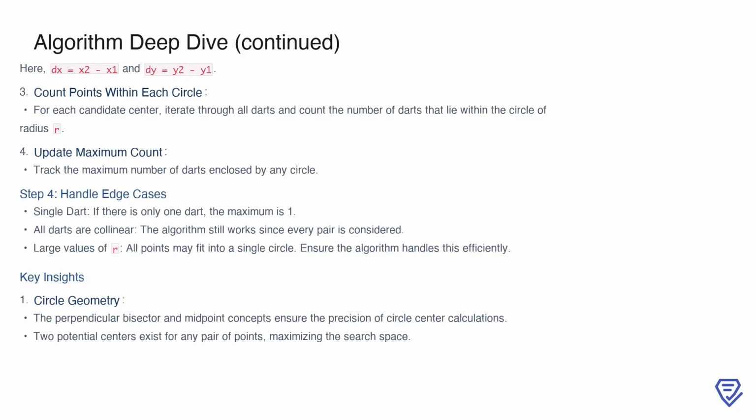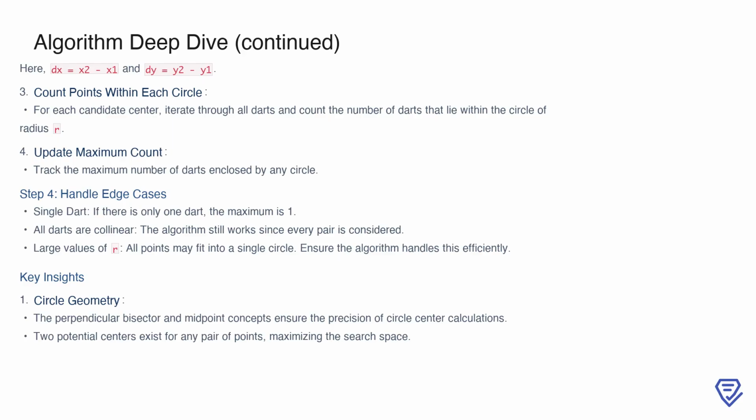Once we have the two candidate circle centers, we proceed to count how many darts lie within each circle of radius r. This involves iterating through all the points, checking whether their distance to the candidate center is less than or equal to r. After counting the points for both candidate circles, we update the maximum count of enclosed darts if a higher count is found.